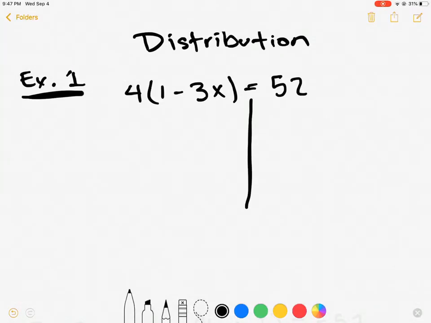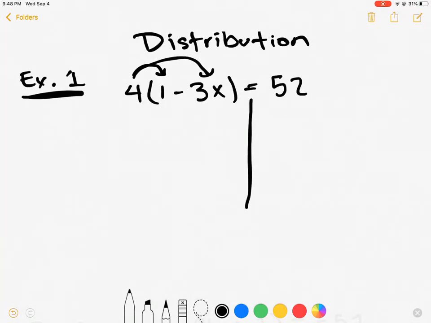To start the problem, I'm going to draw the line down from the equal sign. The first thing that it asks you to do in the problem is to multiply that coefficient of 4 out front of your parentheses. And it's going to have you distribute that term to our two terms inside the parentheses, the constant 1 and the variable negative 3x.